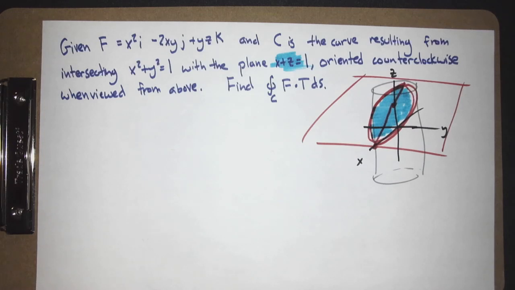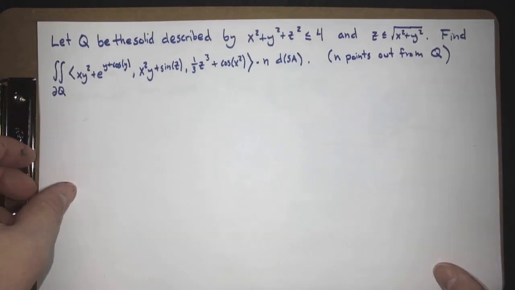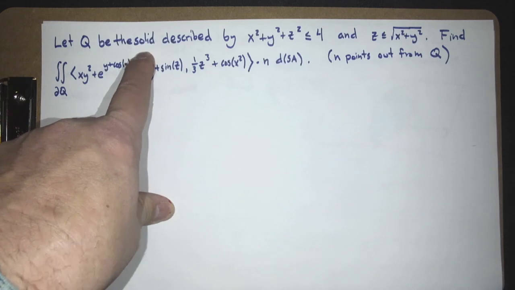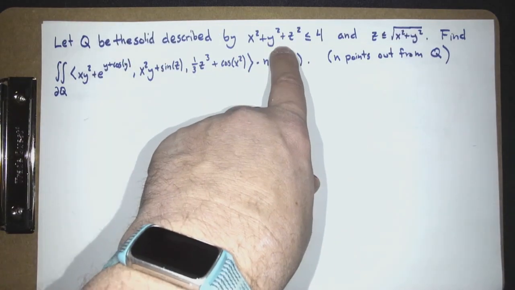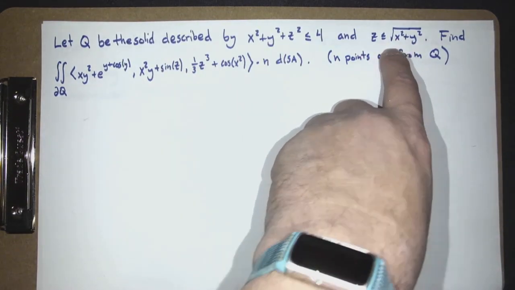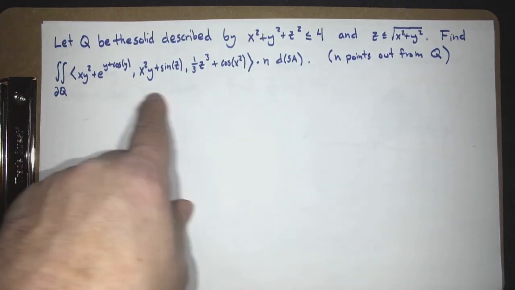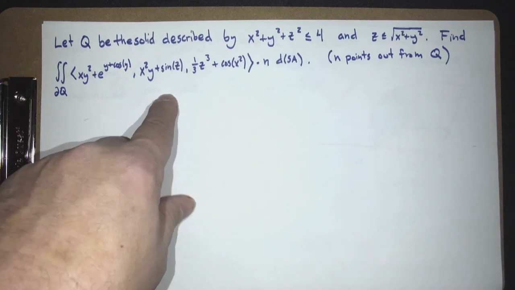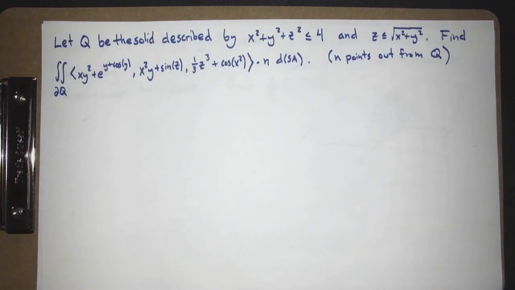Okay, one more. We won't do it, but which tool do we need? Let Q be the solid described by a sphere and a cone. We're finding the integral on the boundary of the solid. So it's flux through the surface of a solid. Gauss, right? After you see these for a while: solid, Gauss. Surface with boundary, Stokes. It becomes automatic. All right, that's it for today.